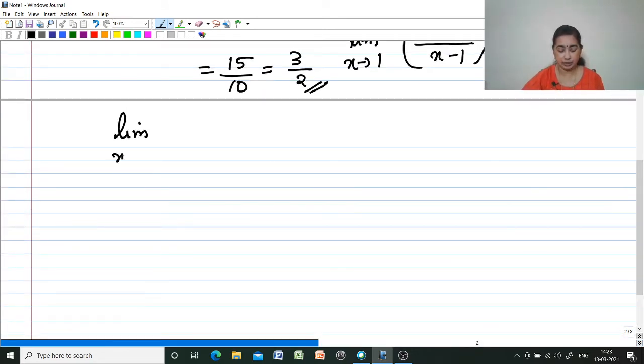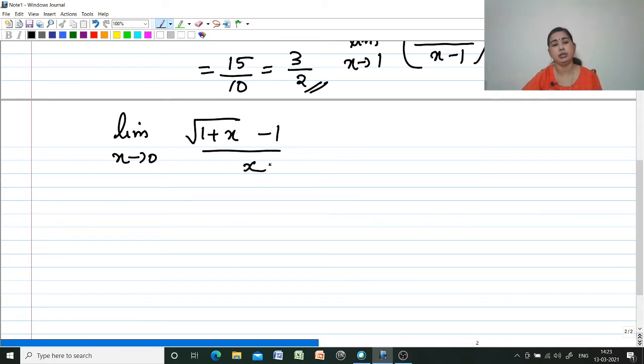Limit x tends to 0, root of 1 plus x minus 1 divided by x. So directly if I give 0 for x, root 1 minus 1, that is 0, divided by 0. This is 0 by 0 form. So I have already told you, either we have to go for factorization or substitution or rationalization.